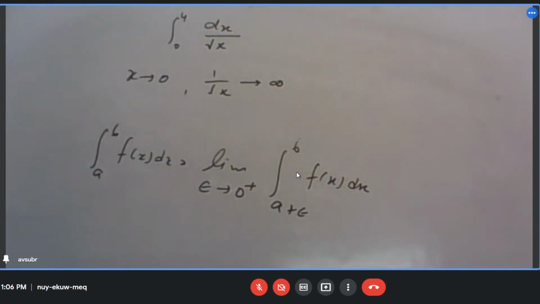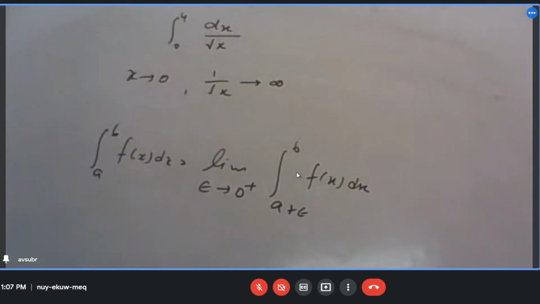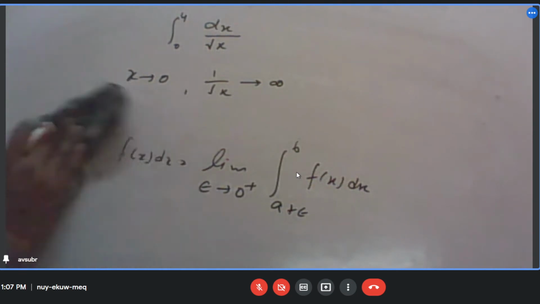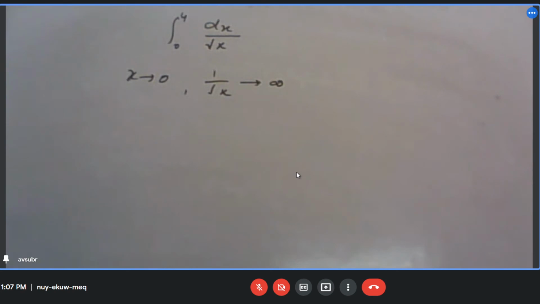And just look at these values. That is not infinite, right? So it means this is improper integral of second kind, second type. So now I want to actually solve it.